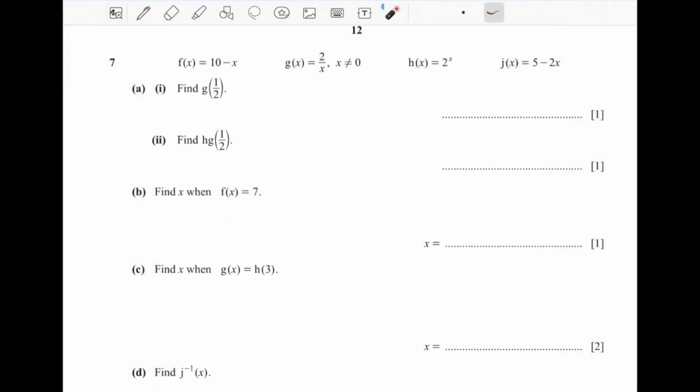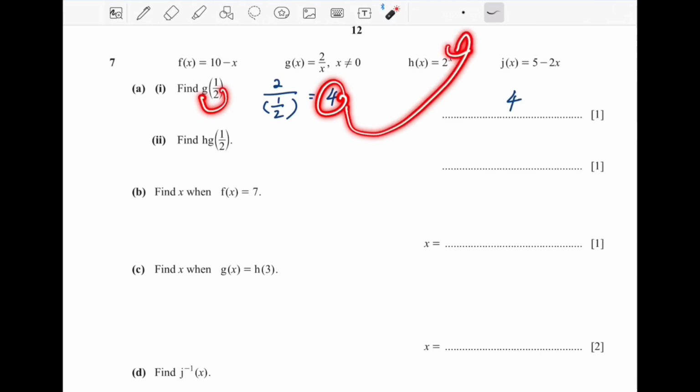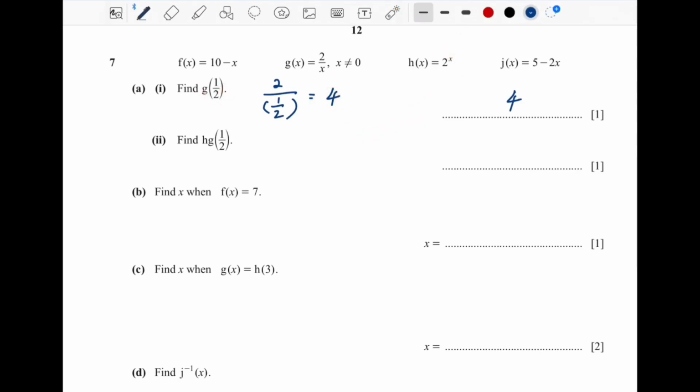For C, you will be given f(x), g(x), h(x), and j(x), 4 different functions. g(1/2), input 1/2, just put in, nothing to be discussed. So put in 1/2 into x, you have 4. Okay. hg(1/2), so you put 1/2 into g, you get 4, and then you put the answer into h as an input. That's it, hg(1/2).